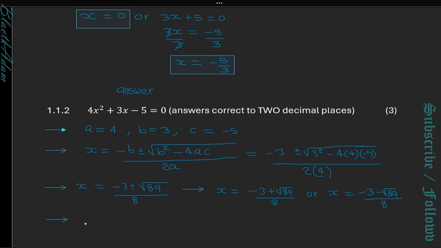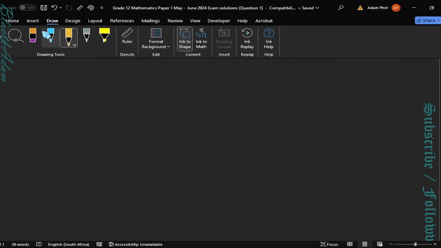So punching that in a calculator should give you x is equal to 0.80, rounding it off to 2 decimal places, and therefore we also have x is equal to negative 3 minus root 89 over 8, which should give you negative 1.55. So that's our answer for 1.1.2.